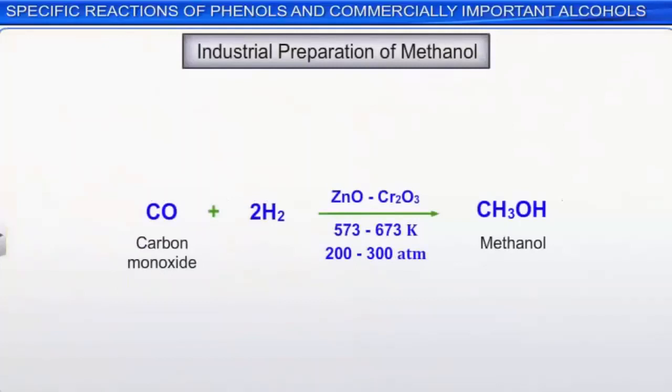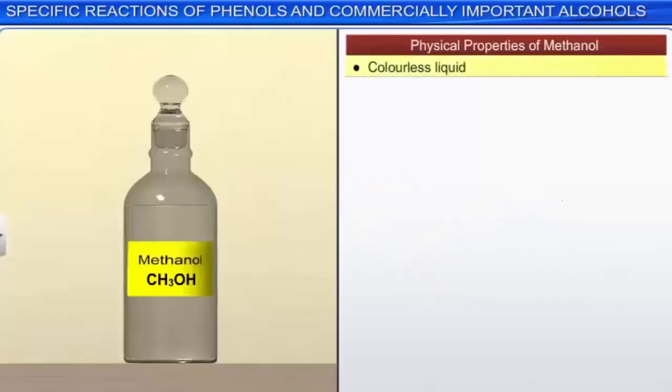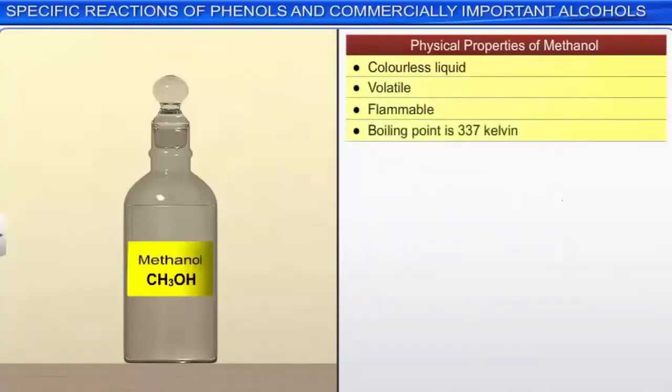Methanol is prepared on an industrial scale by the catalytic hydrogenation of carbon monoxide. This reaction requires high temperature and pressure, as well as a zinc oxide chromium(III) oxide catalyst. Methanol is a colorless liquid that is volatile and flammable. Its boiling point is 337 Kelvin.